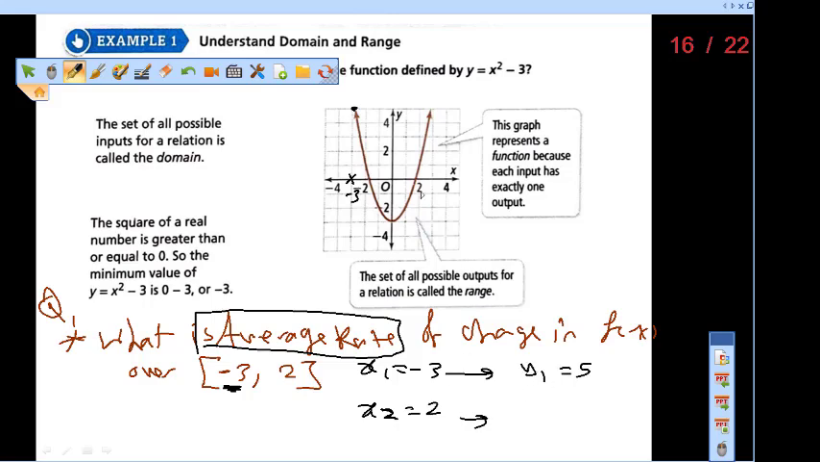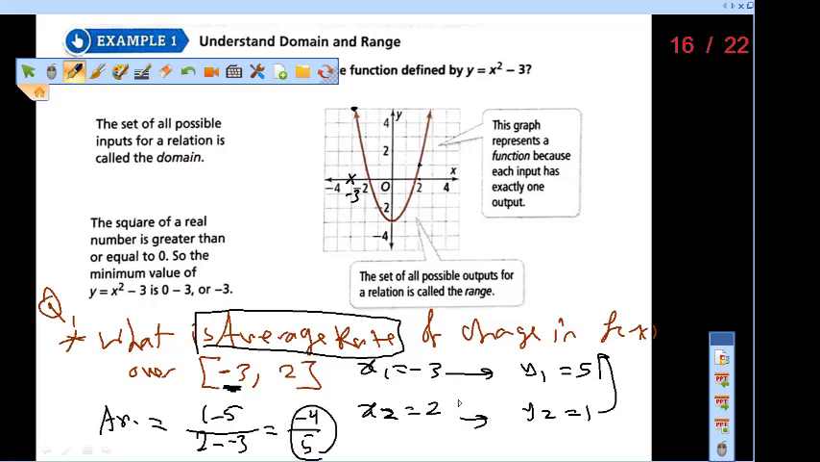Okay? When x is 2, what is the y? Y is 1. y2 is 1. Now you can get the slope, the average rate of change: y2 minus y1, 1 minus 5, over 2 minus negative 3. It means negative 4 over 5. It means in this interval, guys, the function is about to decrease. Each time by what? Negative 4 over 5.